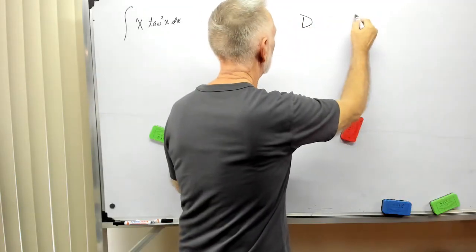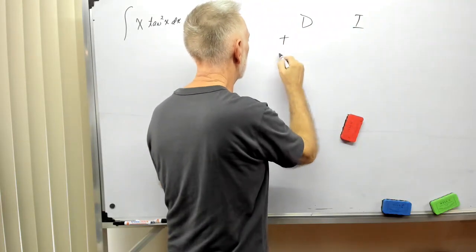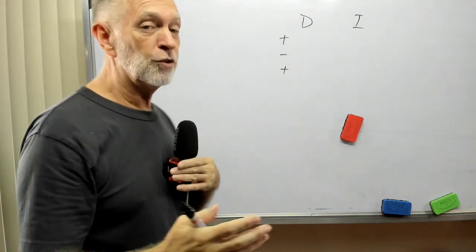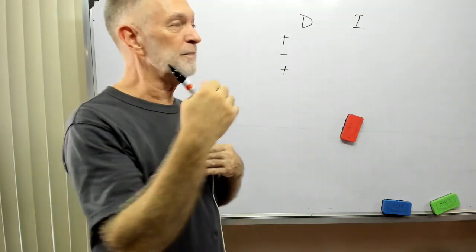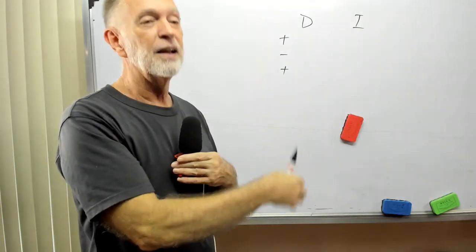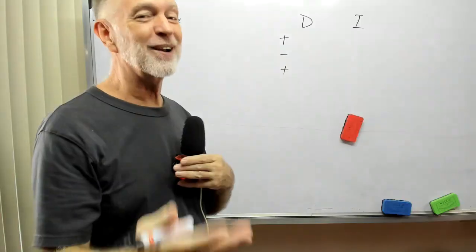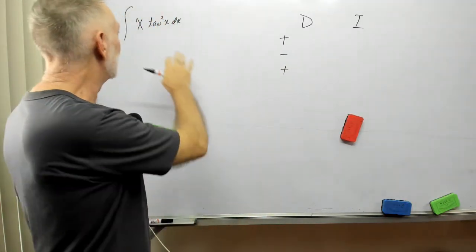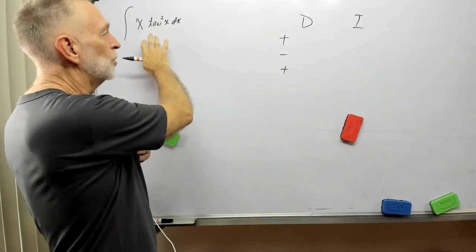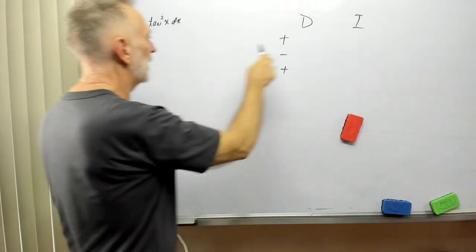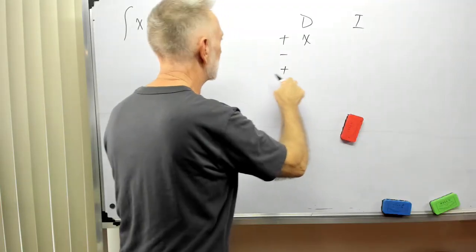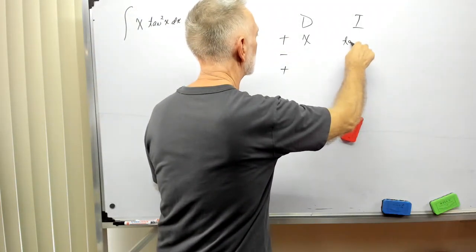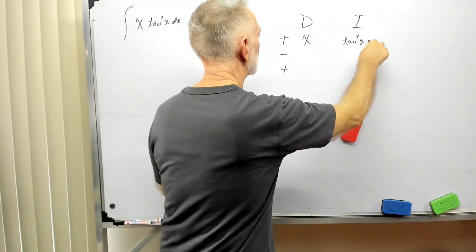So I like the old DI method. It allows me to organize myself. You can use the old method if you want to. It's the exact same thing. It just doesn't allow you to organize yourself. So good luck keeping up with your minuses in that thing. Okay, so let's choose what we're going to differentiate. I like the x. So that works for me. That leaves me tangent squared x dx.